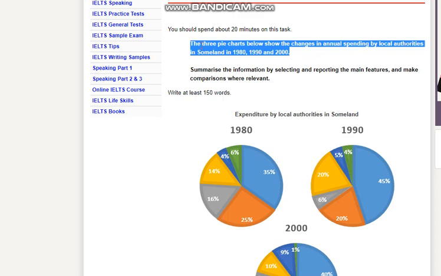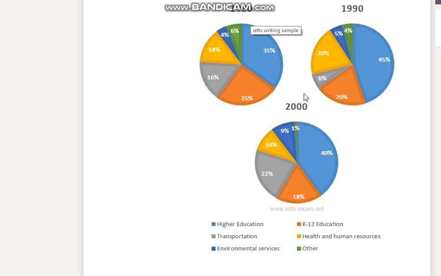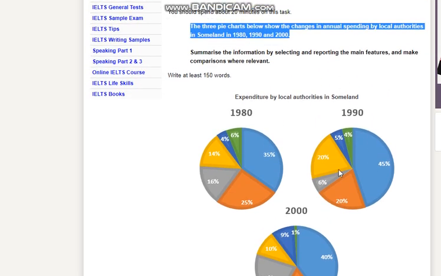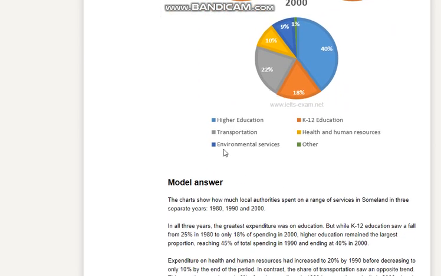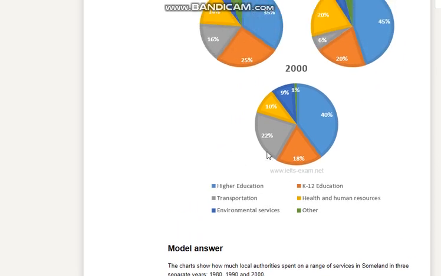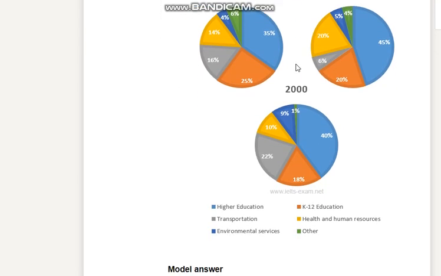The three pie charts below show the change in annual spending by local authorities in some land in 1980, 1990 and 2000. So there are 3 years in some land. So there are 6 categories of spending, as we see, with percentages.